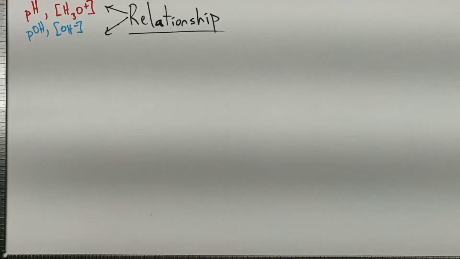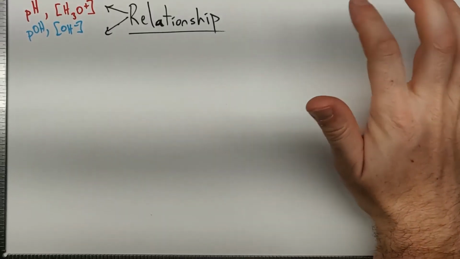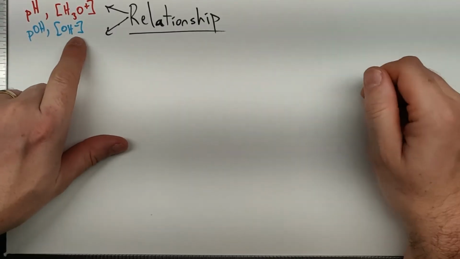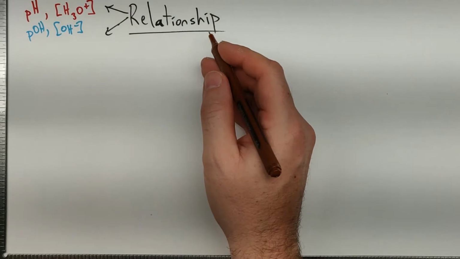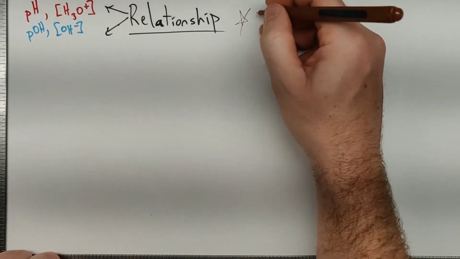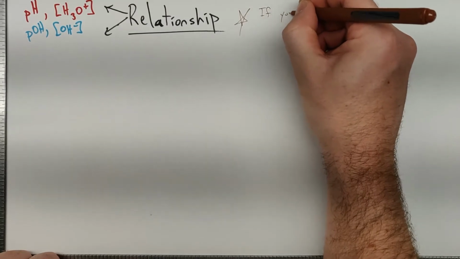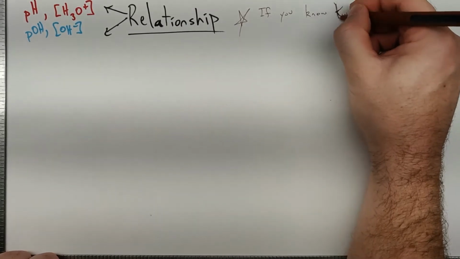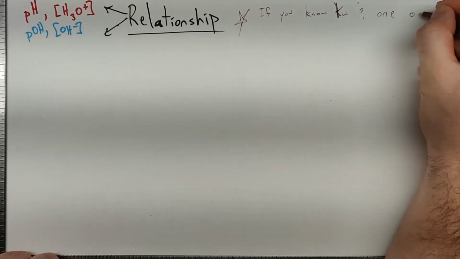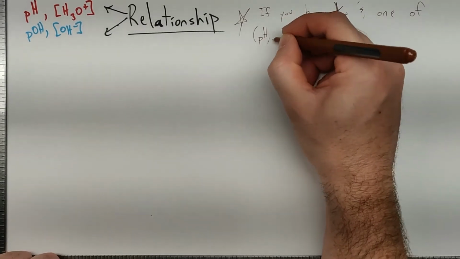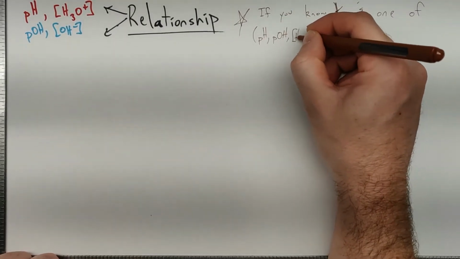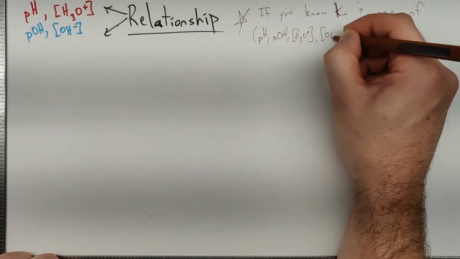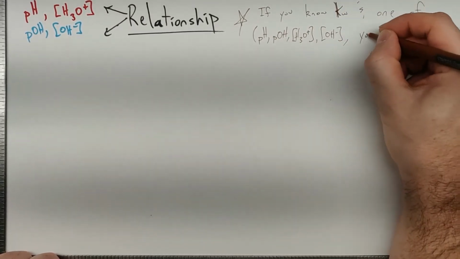A very common type of calculation problem involves using a pH or a pOH or a concentration H3O plus or concentration OH minus and coming up with the other stuff, which at first may seem kind of daunting. But if you understand the relationship among those things, then it's no big deal. And that relationship is, if you know Kw, and that's a capital K, and one of them, you know all of them.